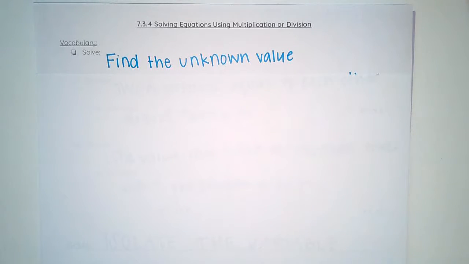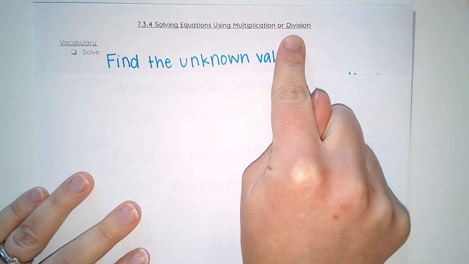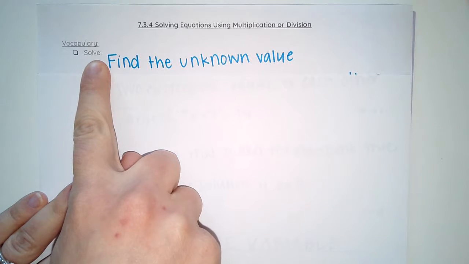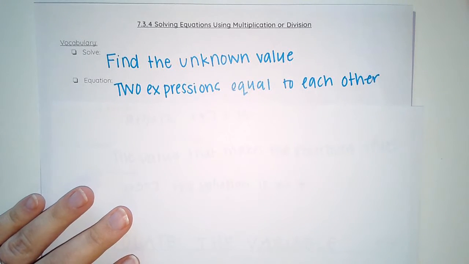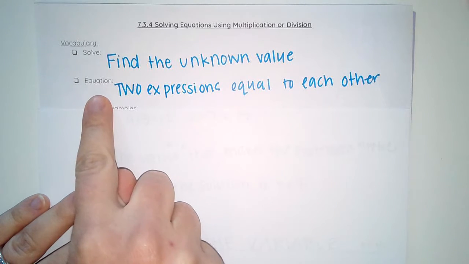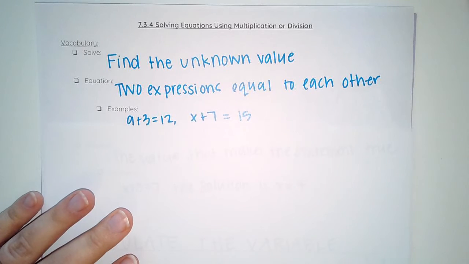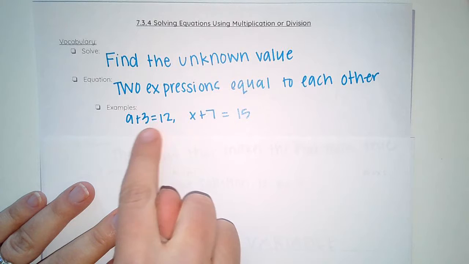Today we are going to talk about solving equations using multiplication or division. A quick review. To solve means to find the unknown value. An equation is two expressions that are equal to each other. So for example, 9 plus 3 is an expression, 12 is an expression. They have the same value.